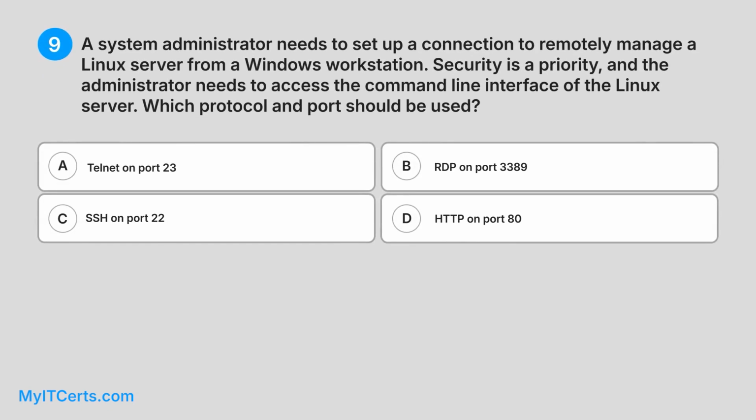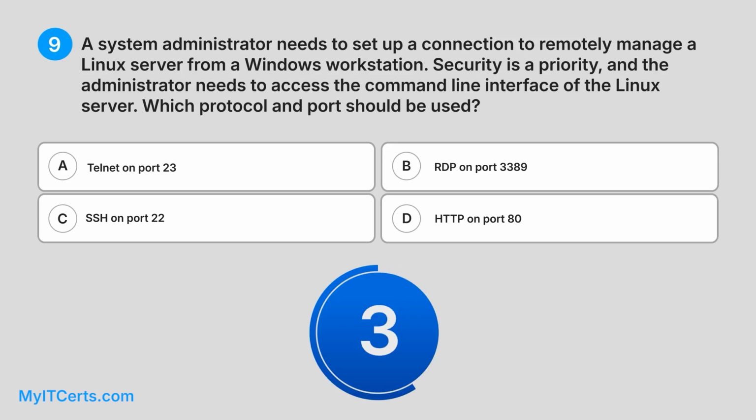9. A system administrator needs to set up a connection to remotely manage a Linux server from a Windows workstation. Security is a priority, and the administrator needs to access the command line interface of the Linux server. Which protocol and port should be used? A. Telnet on port 23. B. RDP on port 3389. C. SSH on port 22. D. HTTP on port 80. Can you guess the answer?